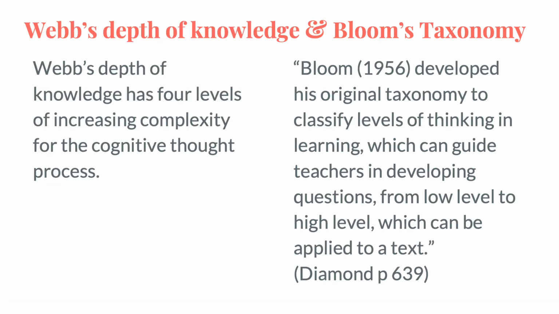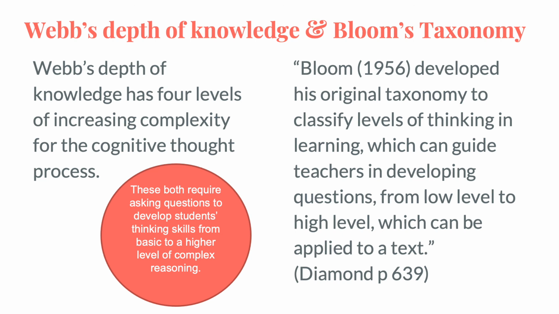Webb's depth of knowledge and Bloom's taxonomy. Webb's depth of knowledge has 4 levels of increasing complexity for cognitive thought process. Bloom in 1956 developed his original taxonomy classifying levels of thinking and learning, which can guide teachers to develop questions from a low level to a high level, which can be applied to any text. These both require asking questions to help students develop their thinking skills from basic thinking skills of the story structures to a higher level of complex reasoning.